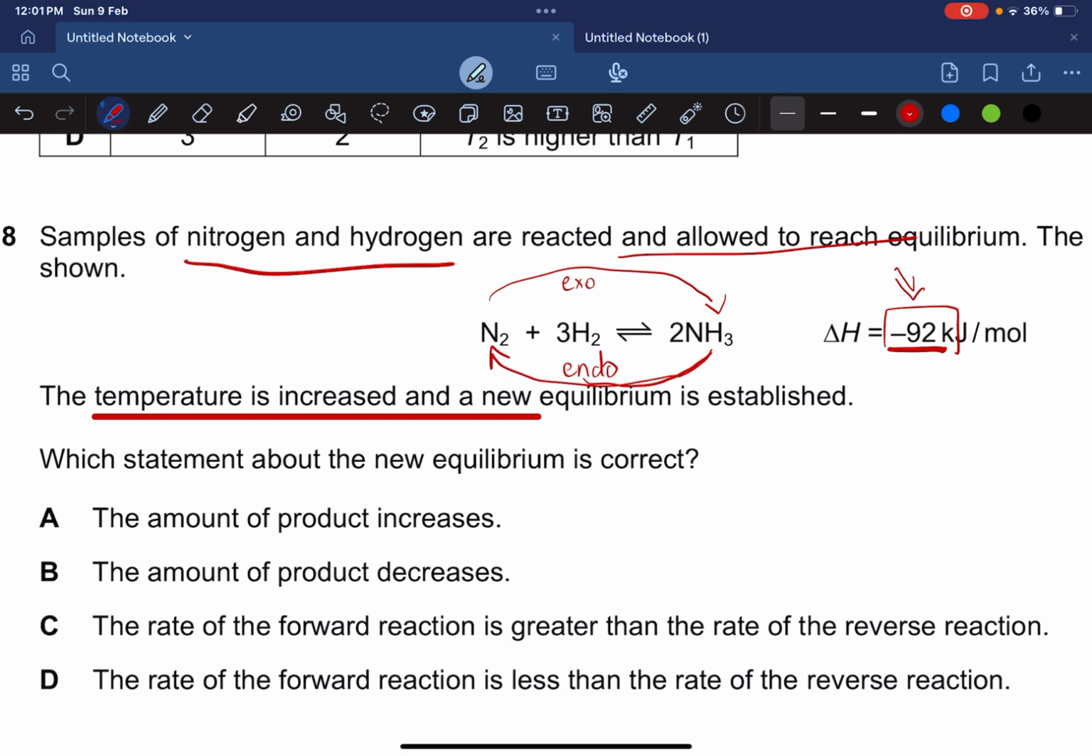The temperature is increased and a new equilibrium is established. Which statement about the new equilibrium is correct? The amount of product increases. No, the amount of product decreases. Yes, the product will decrease because more reactants will be formed. The rate of the forward reaction is greater than the rate of the reverse reaction. No, equilibrium means that the rate of the forward reaction is equal to the rate of the backward reaction. The rate of the forward reaction is less. No, equilibrium means that both rates are equal. They are not changing. It cannot be less or more. So the amount of the product is going to decrease.